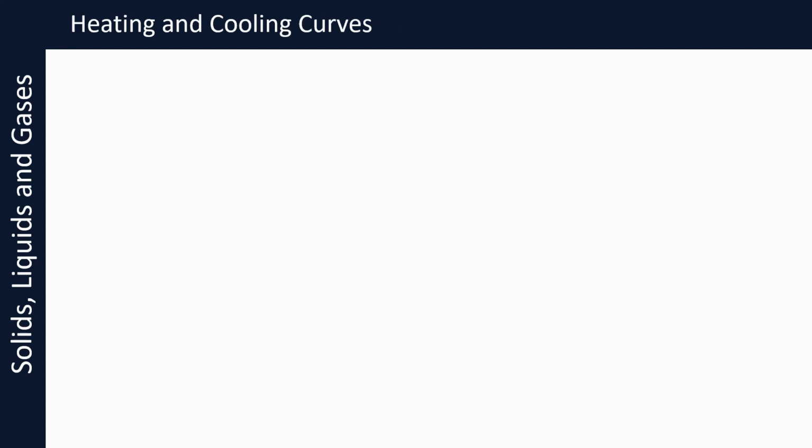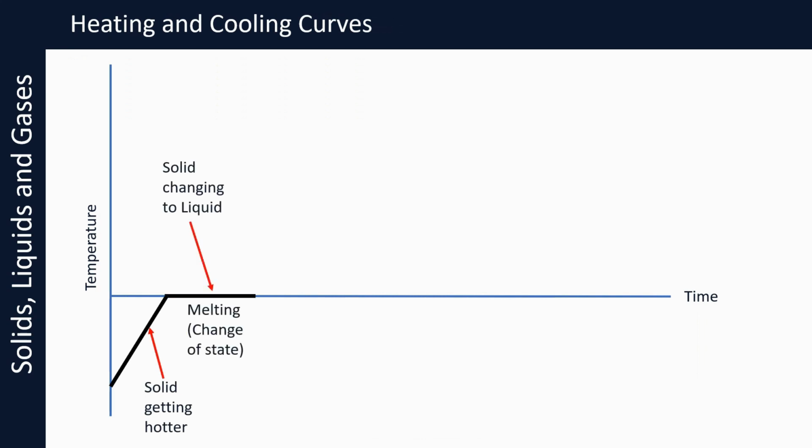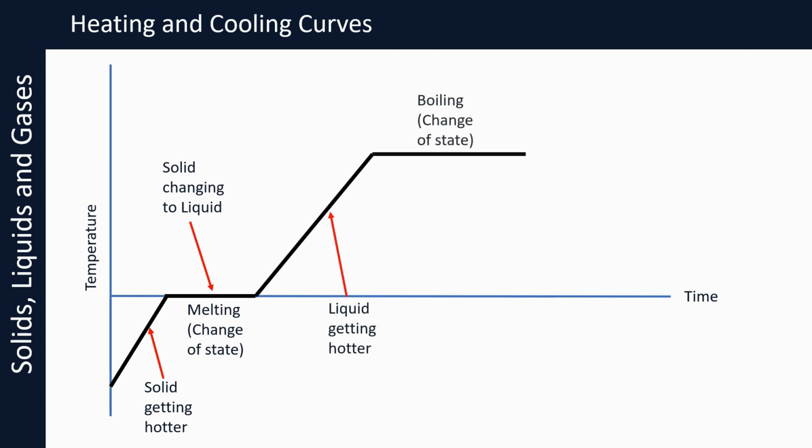Let's look at heating and cooling curves. As you increase the temperature, solids get hotter and hotter. It then starts melting and changes to liquid. As you keep increasing the temperature, liquids get hotter and hotter and evaporation process starts at the top layer. Soon it starts boiling, and it starts changing into a gas.